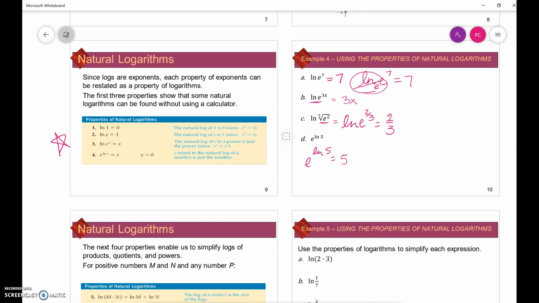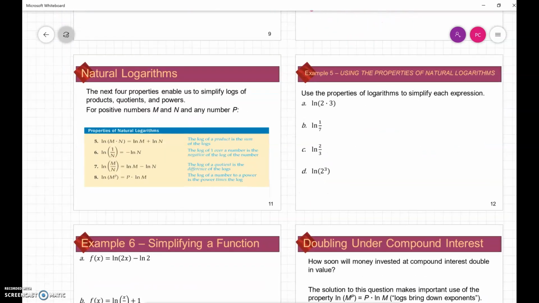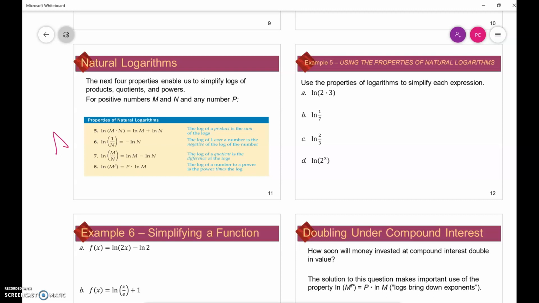Here are some more properties that work for all different types of logarithms. Again, these are ones that you'd want to put on a note card. These properties work for any logs. It doesn't have to be the natural logarithm. It's going to work for anything.